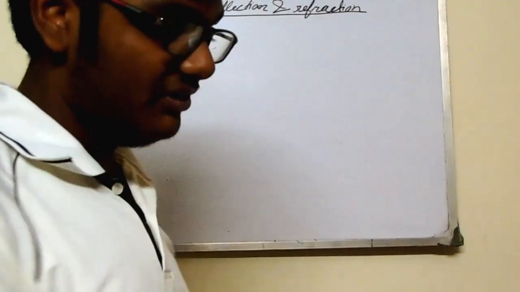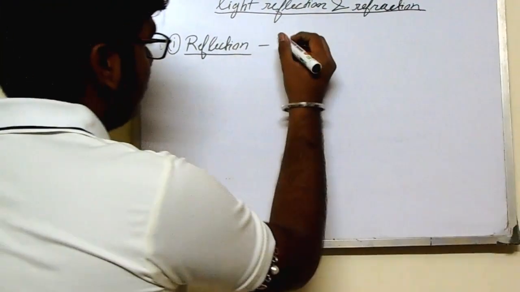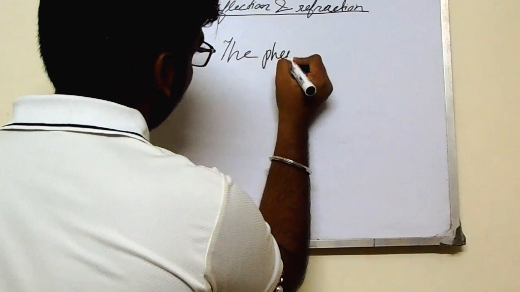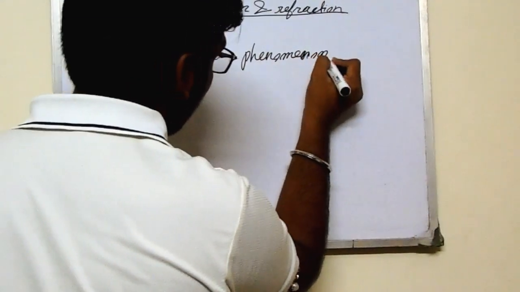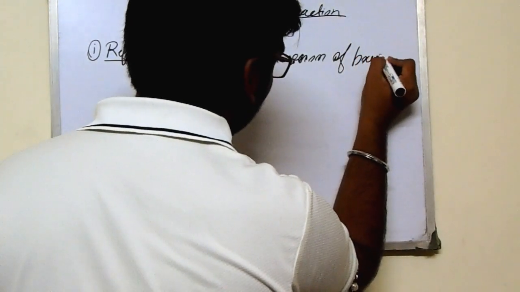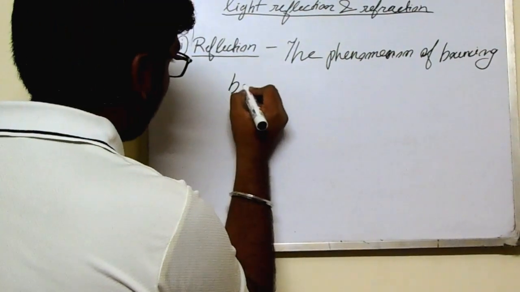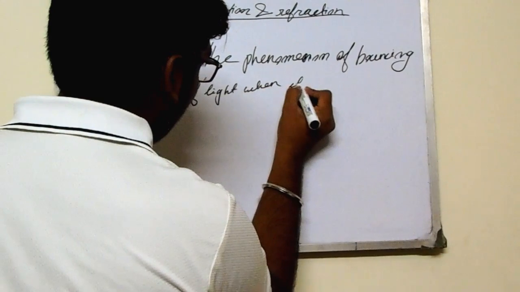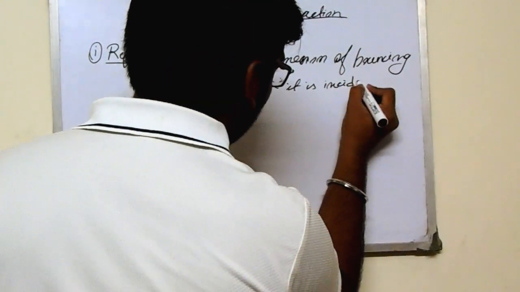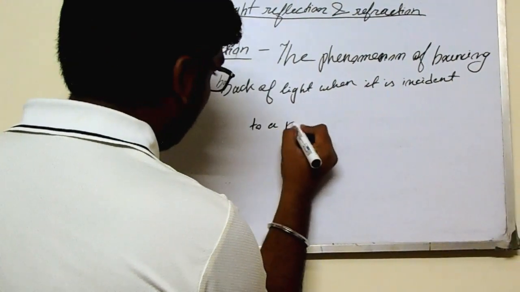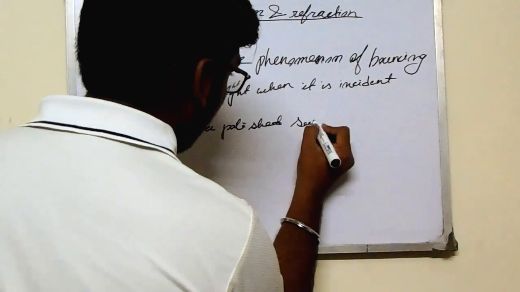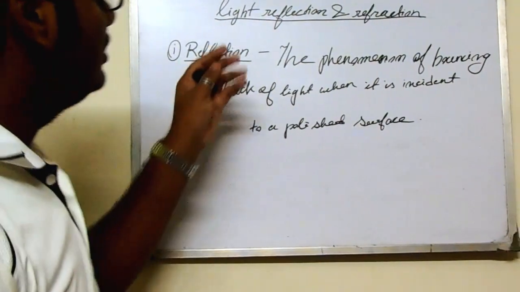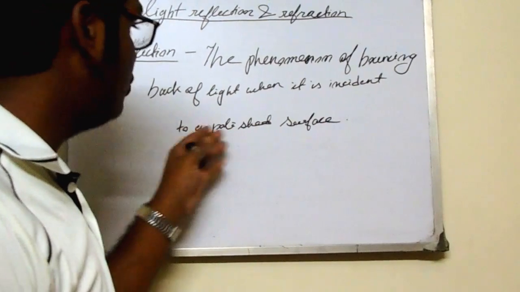Reflection. What is reflection? The phenomenon of bouncing back of light when it is incident to a polished surface is known as reflection of light. The phenomenon of bouncing back of light when it is incident to a polished surface.